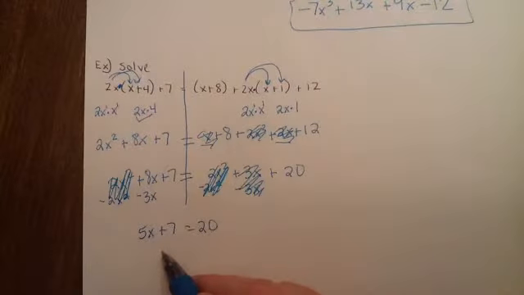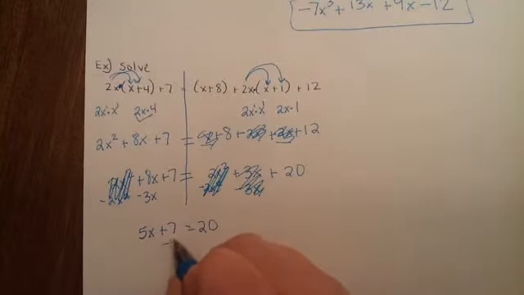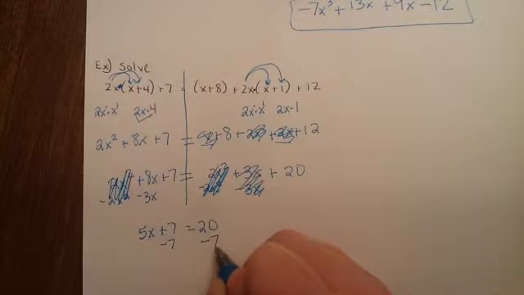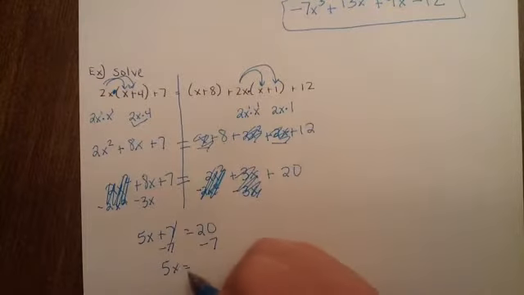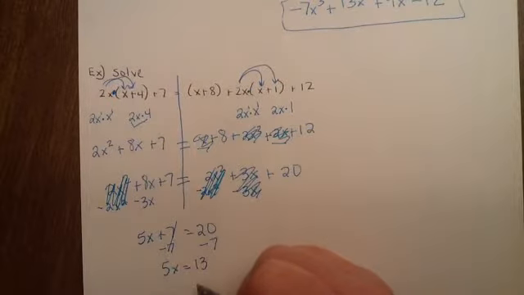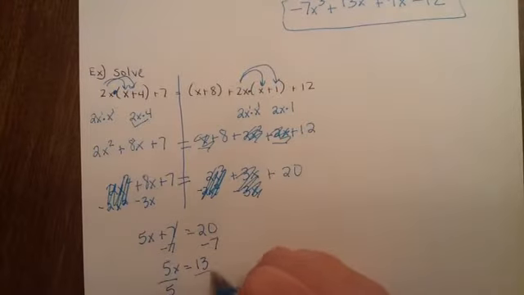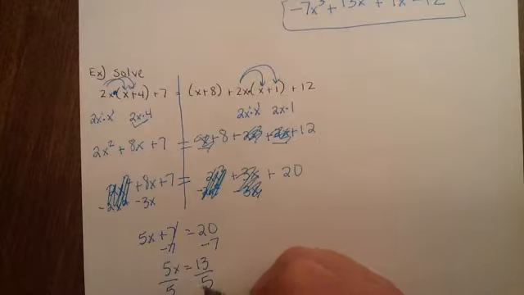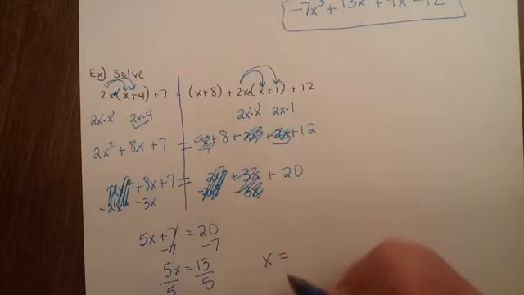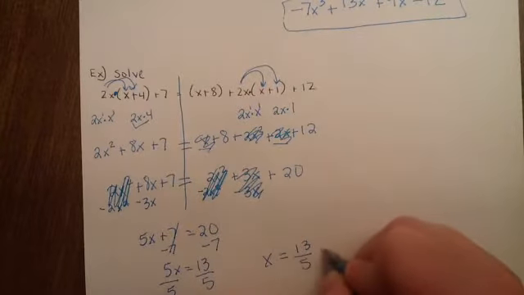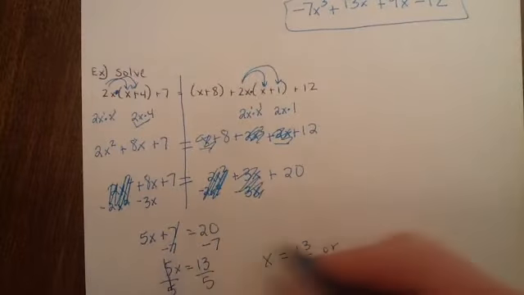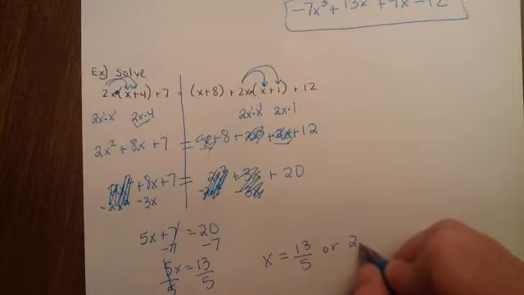Next, how do I get rid of what's attached? Minus 7. Minus 7. 5x equals 13. And your last step to solve for x. Divide by 5. Divide by 5. x equals 13 over 5 or 2.6.